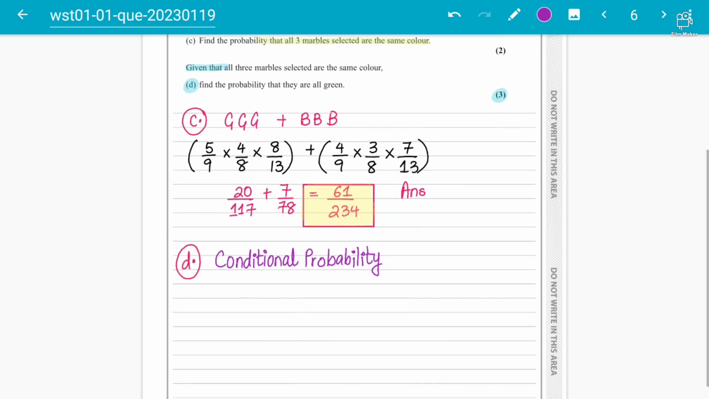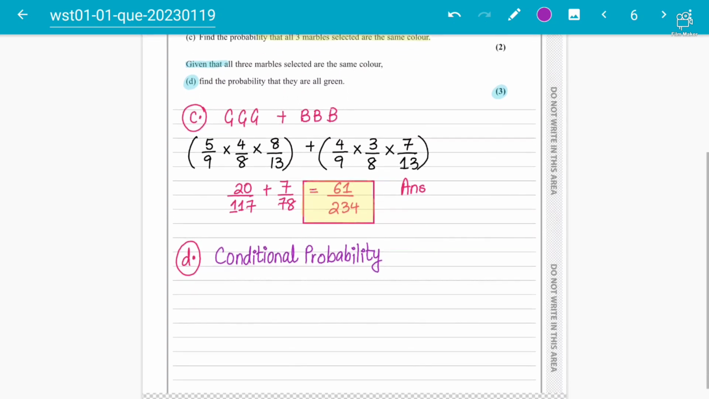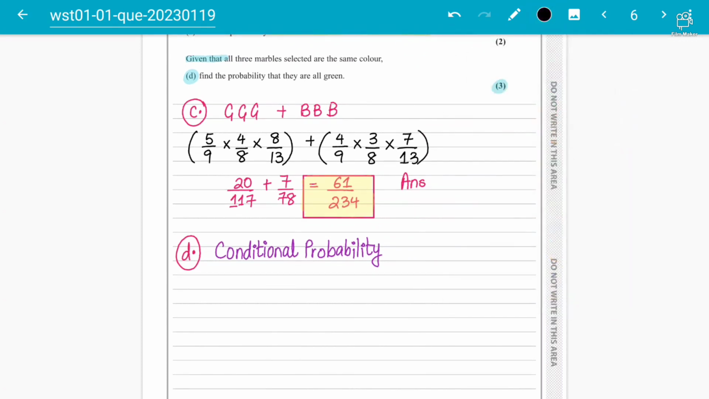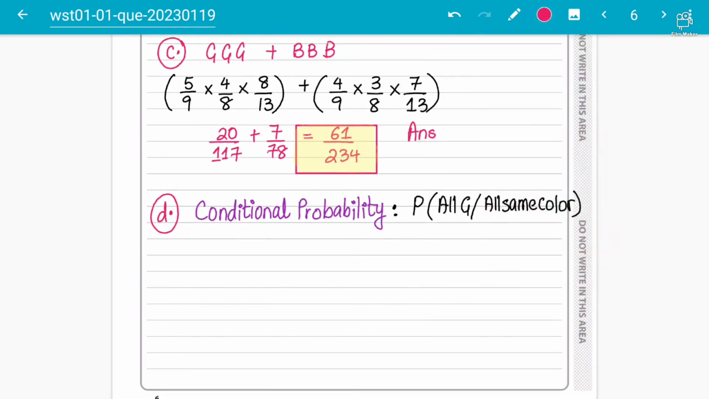So given that all 3 marbles selected are the same color, you have to find the probability that they are all green, okay? So you need to understand that you have to find the probability that all are green, given that all of them are of same color, okay? So you need to understand that the denominator will help you make the numerator as well. So let's do it here, students, okay?